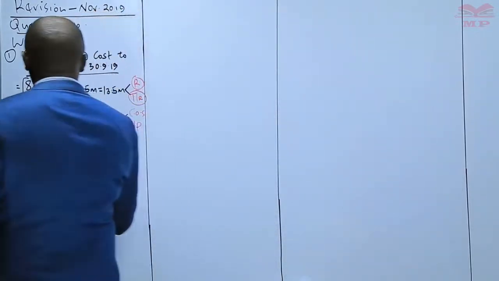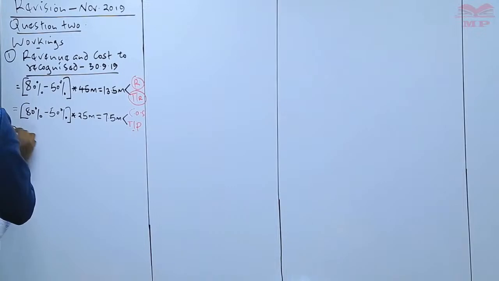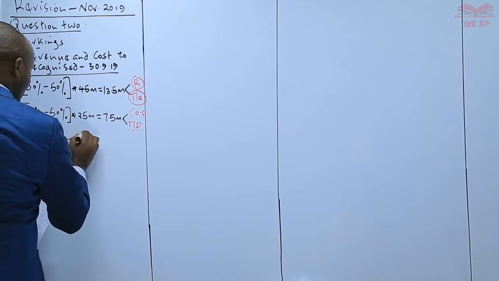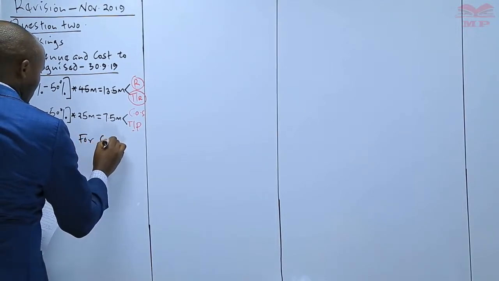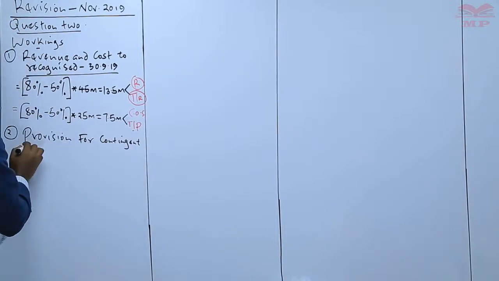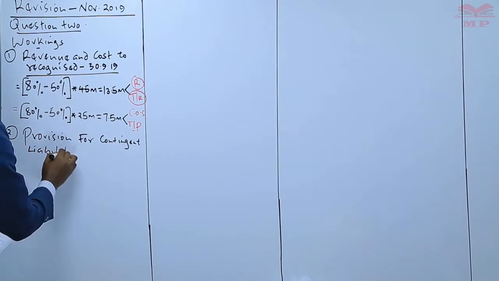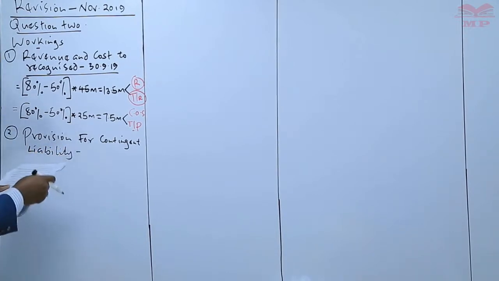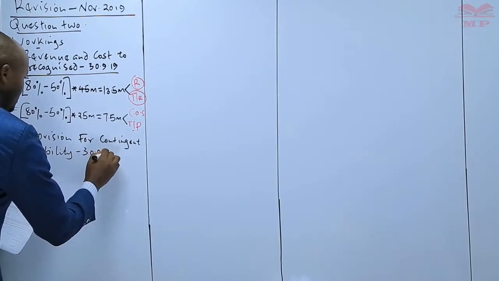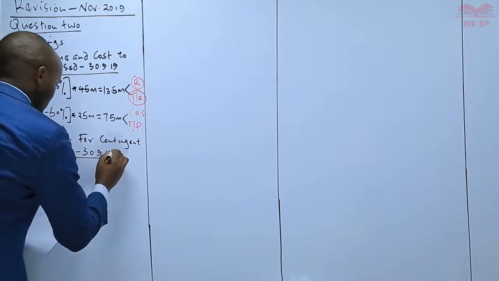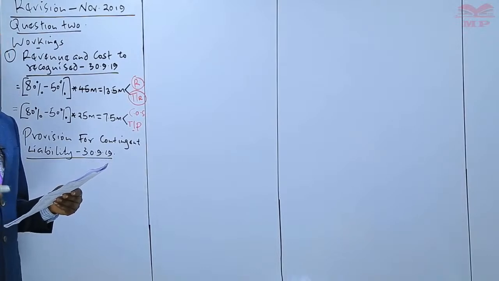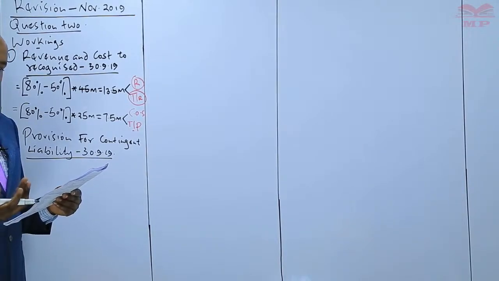So therefore in respect to point number 2, what we need to do is to determine the provision for the contingent liability which was supposed to be made by the company as at the end of the year, that is on 30th September 2019. So the first thing we need to do here is to determine what is the present value of these particular damages which will be paid.